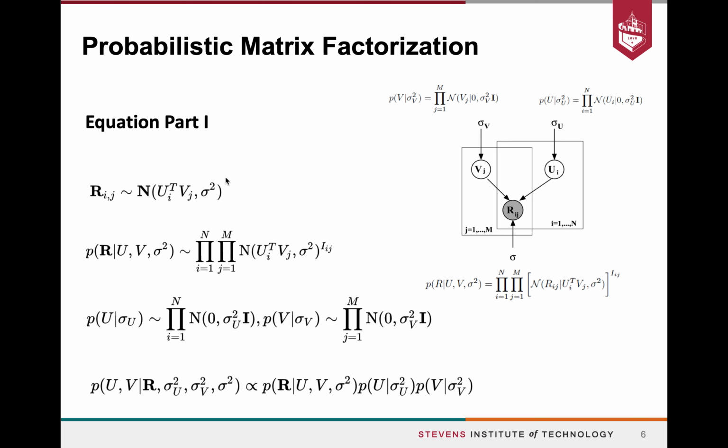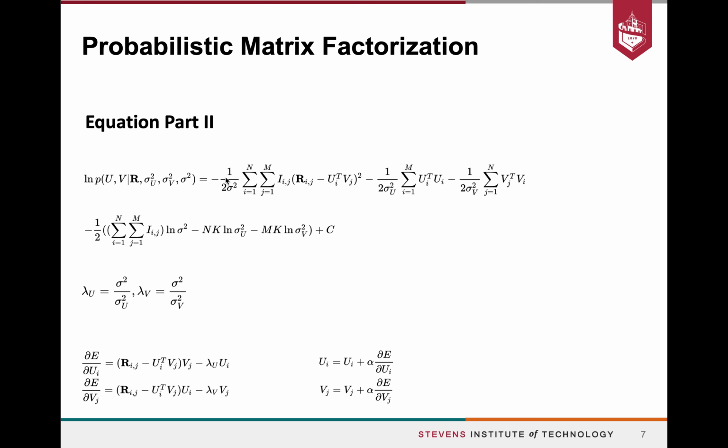And we use a probabilistic method to learn U and V from existing ratings. The entry R_ij is determined by a normal distribution of U_i dot V_j. Then we can get the conditional probability of R given U and V. In order to maximize the posterior, we maximize the objective function to obtain the ideal parameters. In practice, we use stochastic gradient descent to update U_i and V_j.